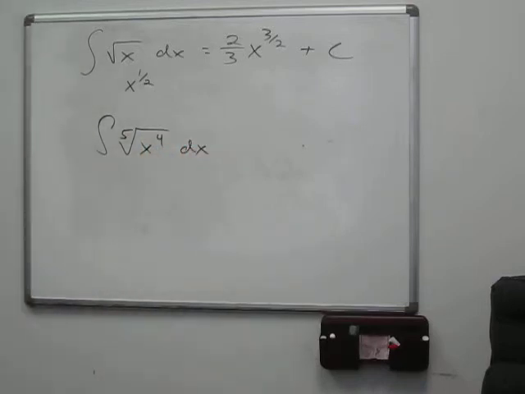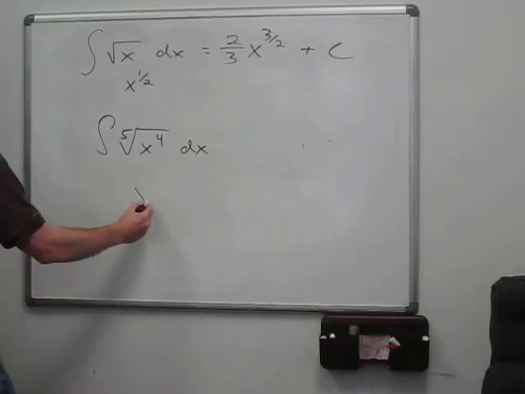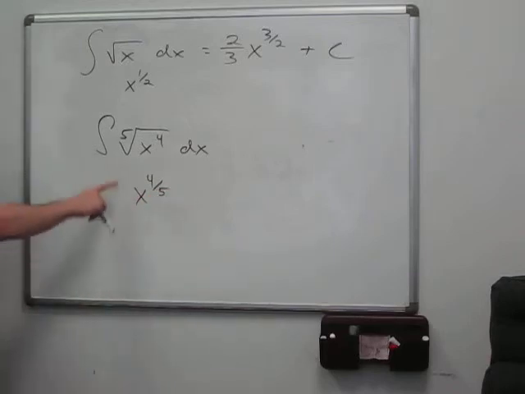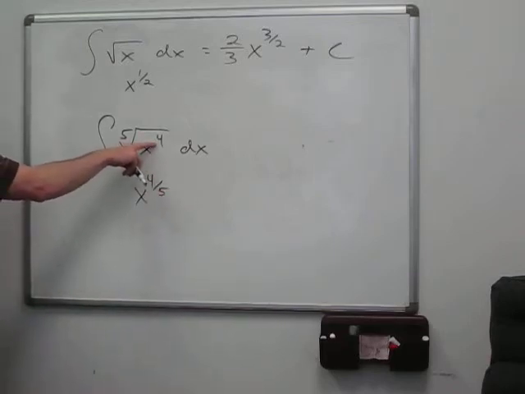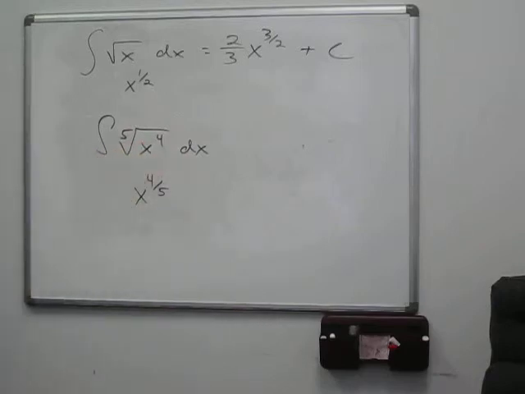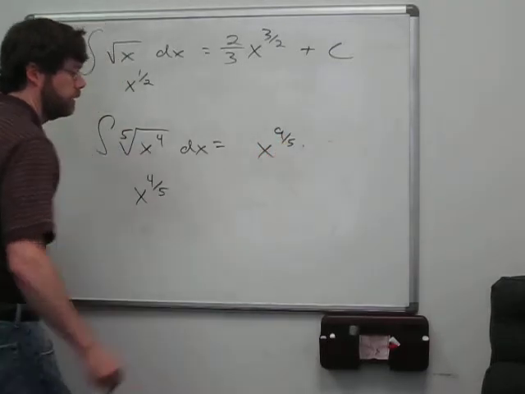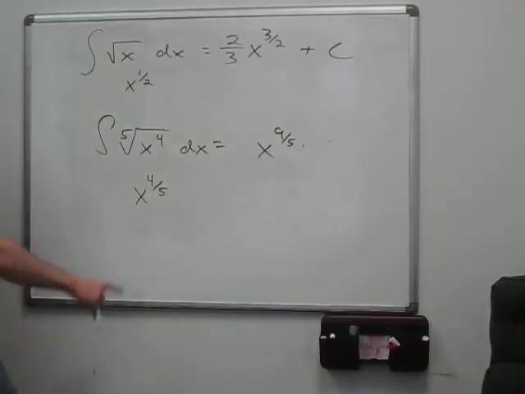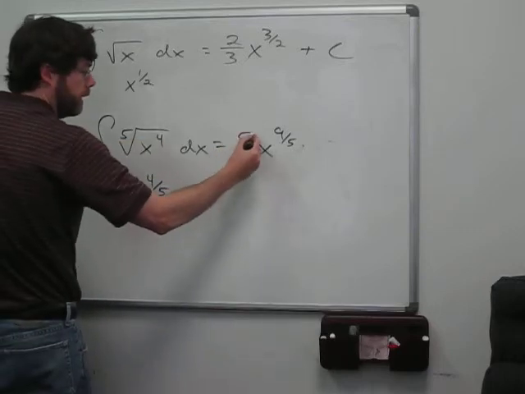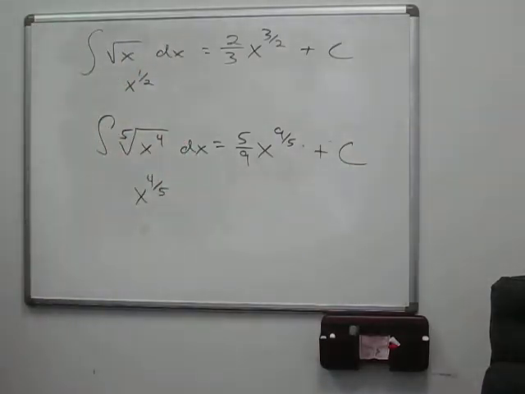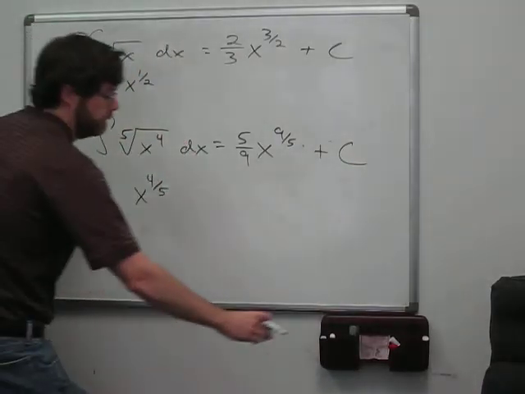What about the fifth root of x to the fourth? The fractional power here is 4 fifths, right? The index is the denominator, the power on x under the root is the numerator. So to find the antiderivatives here, I'm going to add 1 to 4 fifths. So that's x to the 9 fifths. And then 1 divided by 9 fifths, again, is 1 times the reciprocal, and add c. Okay.